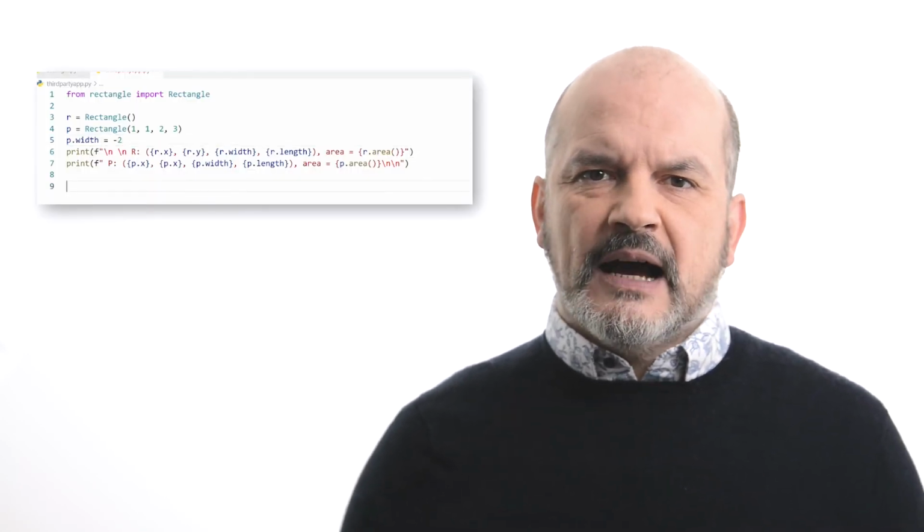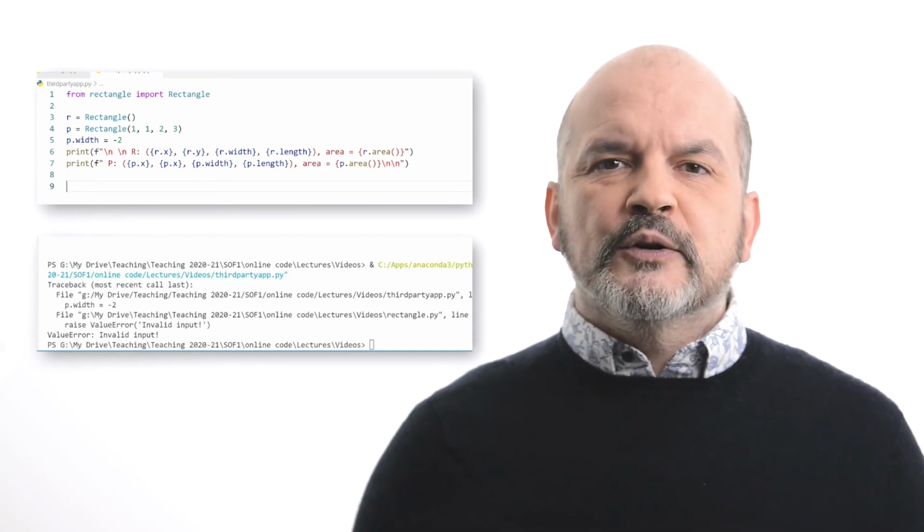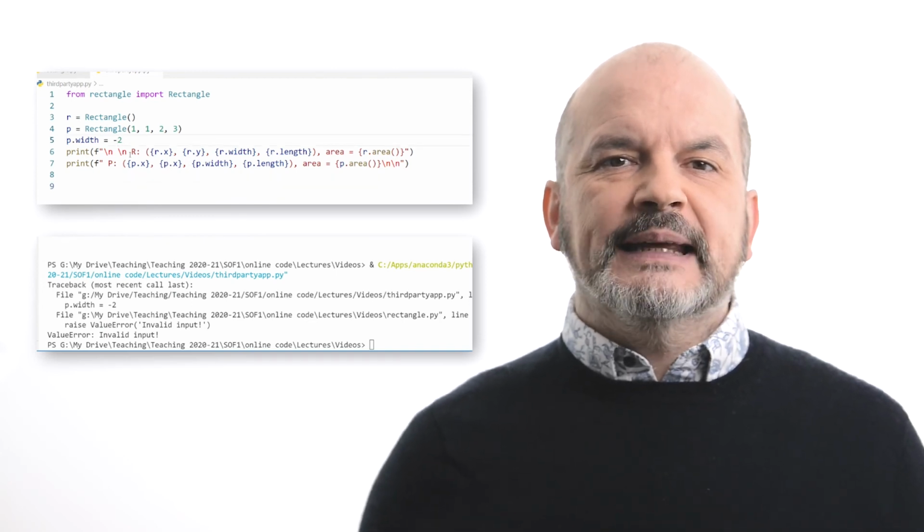What about trying to set a negative width? In this case, as expected, a value error is raised. When using a property correctly, the integrity of my data structure is preserved. As you can see, the code is easier to write and also easier to read.